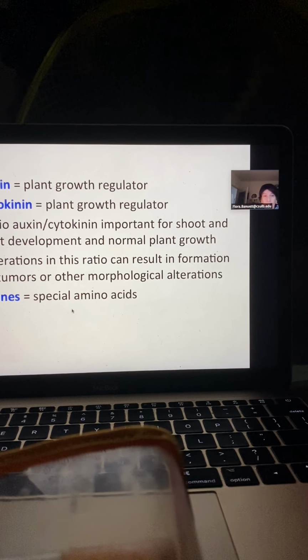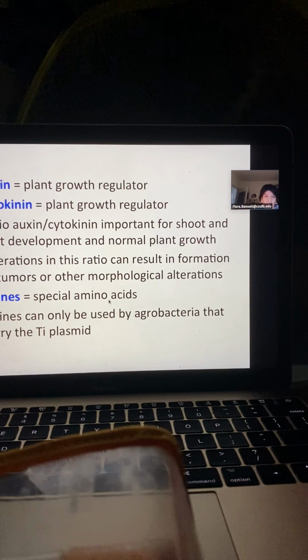And opines are special amino acids. These are only made, encoded by Agrobacterium tumefaciens. And these opines can only be used by agrobacteria that carry the Ti plasmid. There is no other bacterium that can use these amino acids. So these are very smart bacteria.